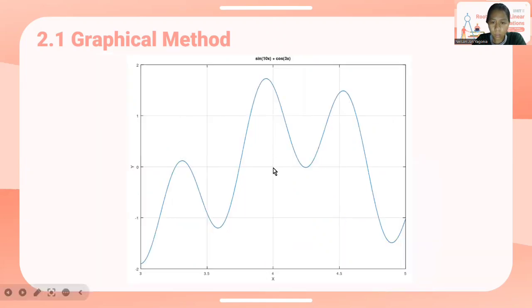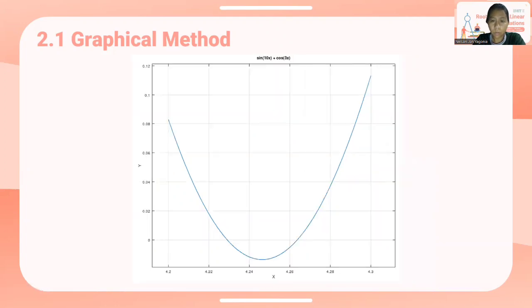So in here, we zoom in on the range between 4 and 5. There's a root between 4 and 4.5. So in this graph, we see the range between 4.2 and 4.3. So we can see that there are two roots that cross the x-axis.